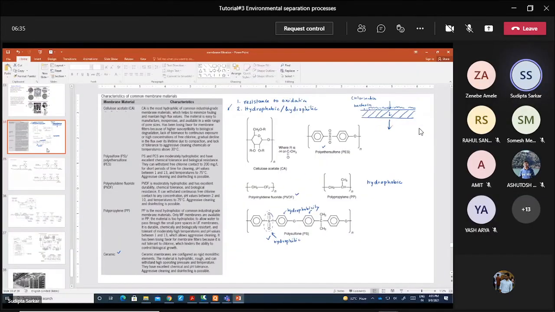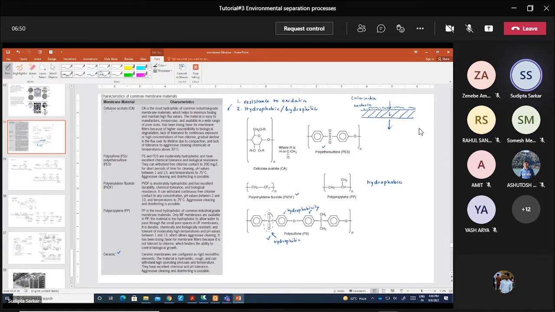Okay. So we actually talked about the common materials for the membranes, and we discussed how hydrophilic and hydrophobic nature affects the membrane's performance. We discussed that the more hydrophilic membranes are better suited because higher flux is possible through the membrane, and as we understand, higher flux means you require a lower amount of membrane area per meter cube of water that you filter through the membrane.